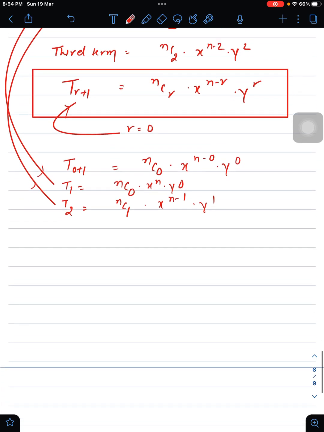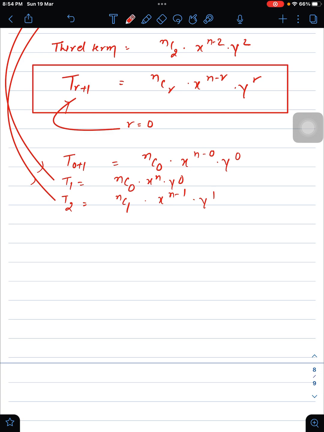Okay beta, so what is the formula to write the general term? General term T r plus 1 is equal to nCr x to the power n minus r, y to the power what beta? r. So this is the way of writing the general term in case of binomial expansion. Okay beta, is it clear? Yes. Very good.